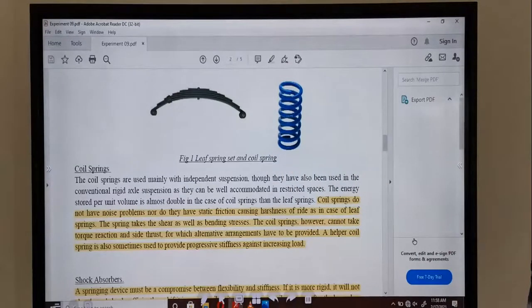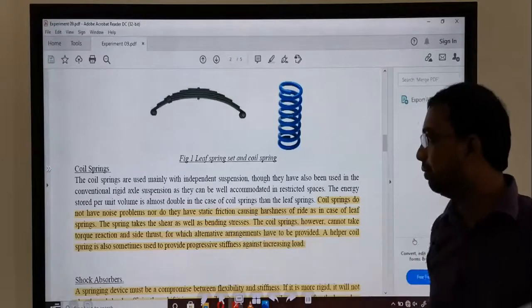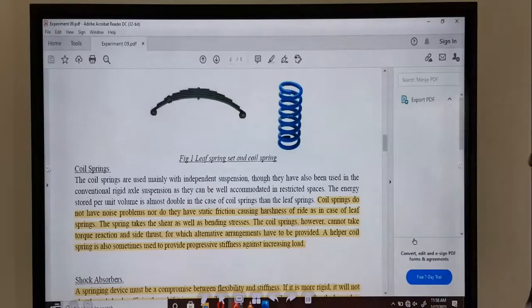They do not create or produce any noise. Or they don't have the static friction causing the hardness of the ride, as in the case of the leaf spring.